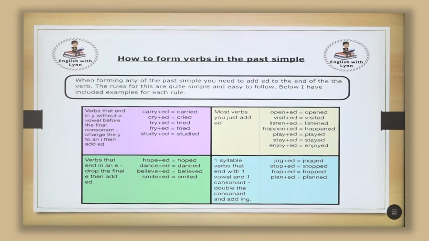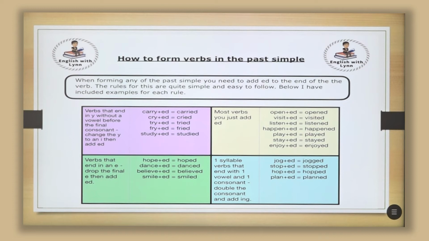Okay. Here we have the way to form verbs in the past simple, because some of the verbs change before we add ed at the end of the verb. So when forming any of the past simple, you need to add ed, as we said before, to the end of the verb. The rules for this are quite simple and easy to follow. Below, I have included examples for each rule. So let's see. Verbs that end in y without a vowel before the final consonant, the y changes into i and then we add ed.